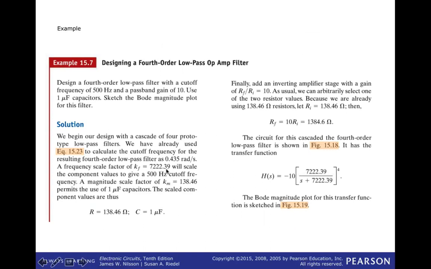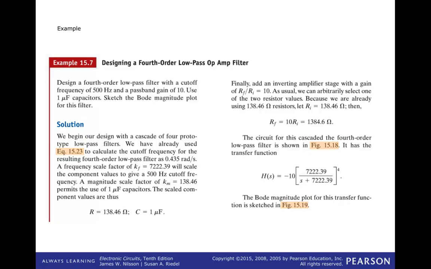7,229.39. And then, of course, you can design your magnitude scaling factor as you normally would by using the appropriate values, given that you know your desired capacitor value, your original capacitor value was 1 farad, your frequency scaling factor was 7222.39. You can come up with a magnitude scaling factor, which ends up being 138.46 to give you the correct resistor value.